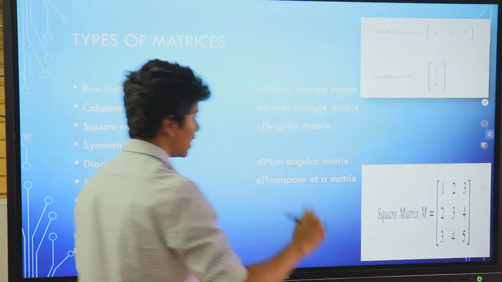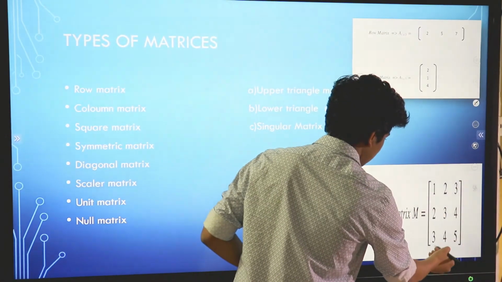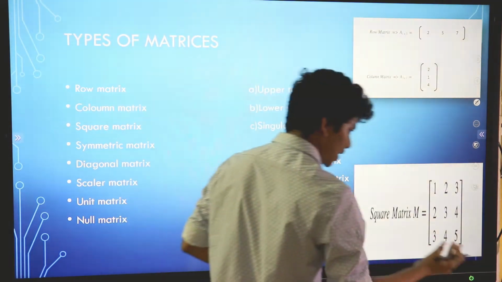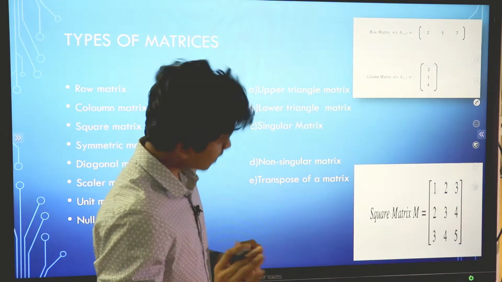A square matrix is when the number of rows and number of columns is equal. Like here, 3 into 3, this is a square matrix. 4 into 4 is a square matrix. 2 into 2 is a square matrix. Just that the number of columns and number of rows should be equal.